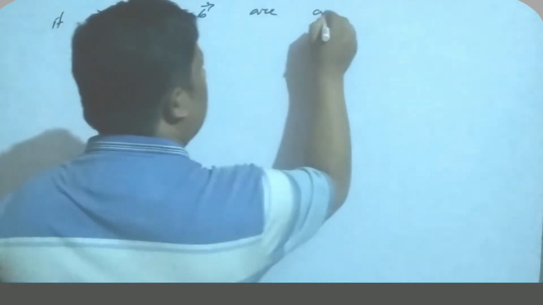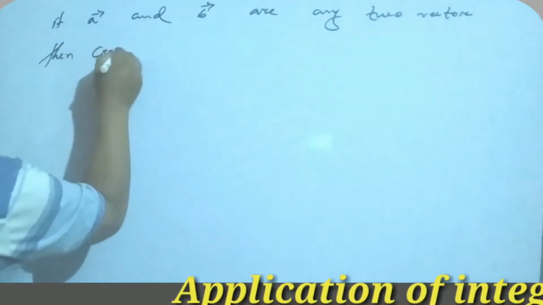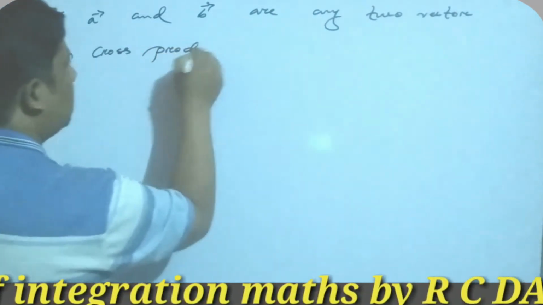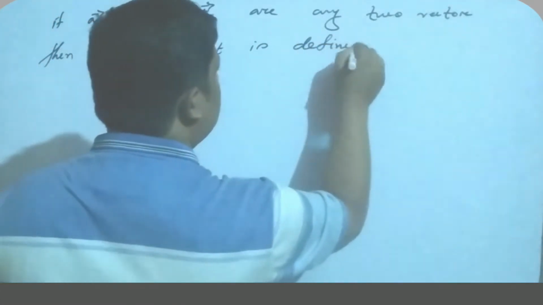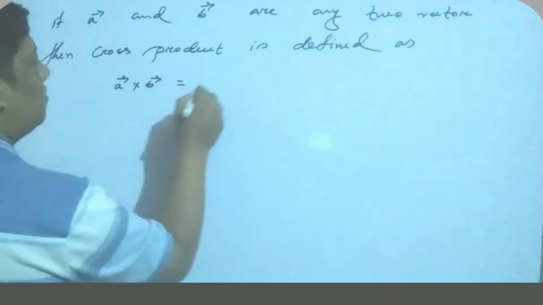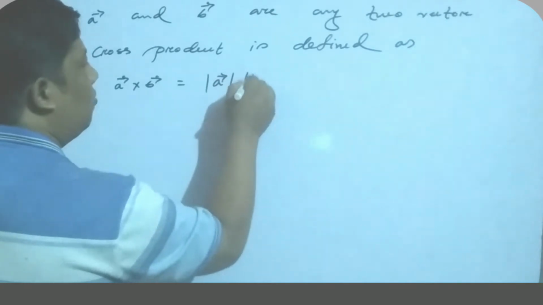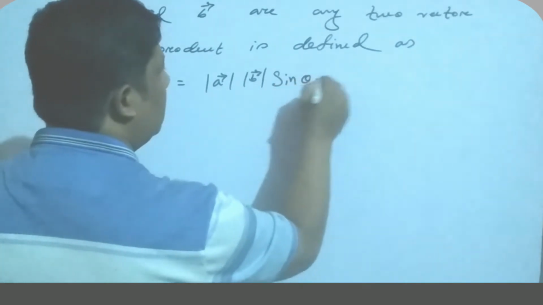If A and B are any two vectors, then the cross product is defined as A cross B equal to mod of A mod of B sin theta into n cap.